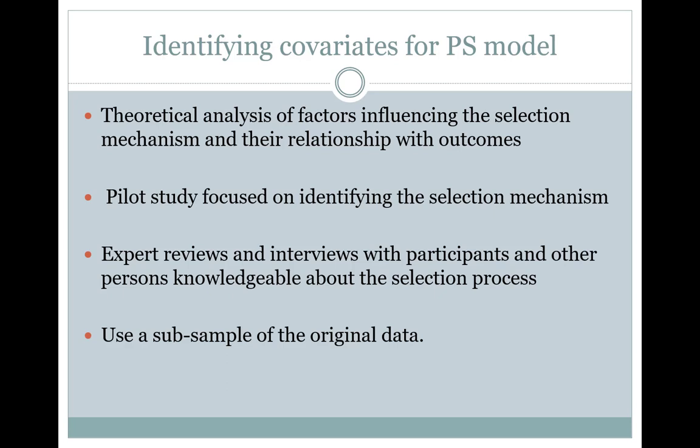Typically, the mechanism to identify covariates is looking at literature, doing a theoretical analysis of the literature about antecedents of treatment. Also, pilot studies may help with the identification of the selection mechanism. Expert reviews may happen. Interviews with participants asking, like, why did they sign up for the treatment? That is a direct way of trying to get data about the treatment selection mechanism.